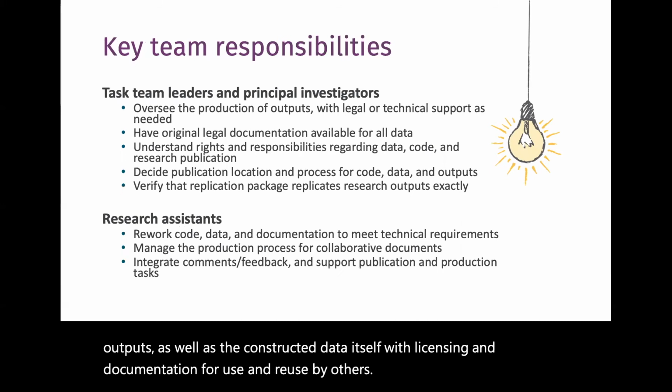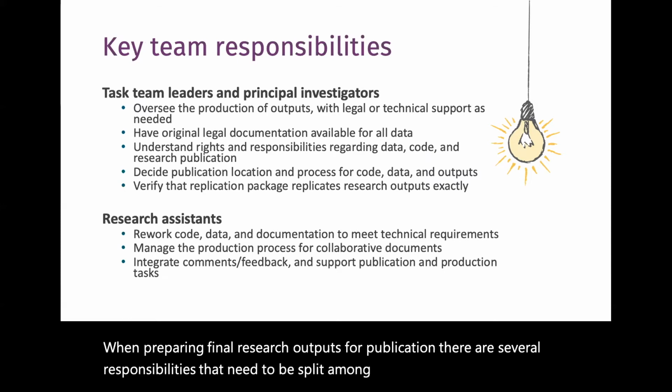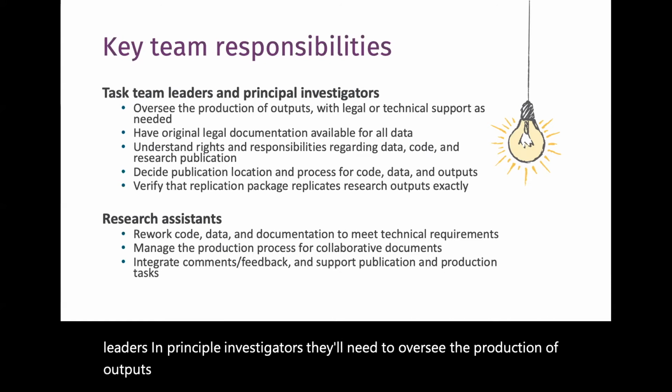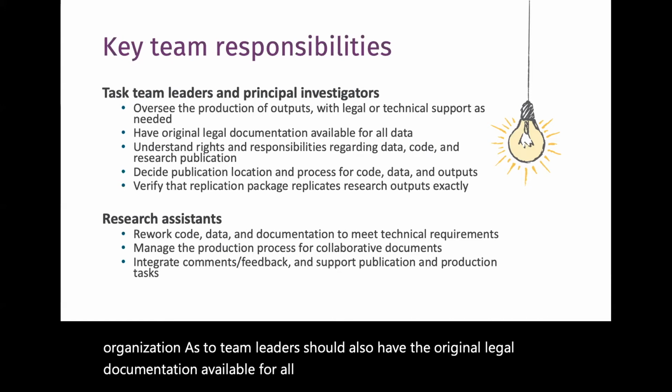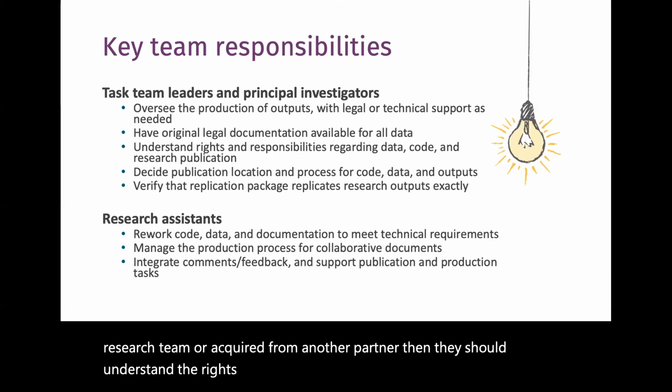When preparing final research outputs for publication, there are several responsibilities that need to be split among the team. First, for task team leaders and principal investigators, they will need to oversee the production of outputs and have legal and technical support available from the organization as needed. The team leaders should also have the original legal documentation available for all data, whether it was collected by the research team or acquired from another partner. Then they should understand the rights and responsibilities of the team regarding data, code, and research publication.